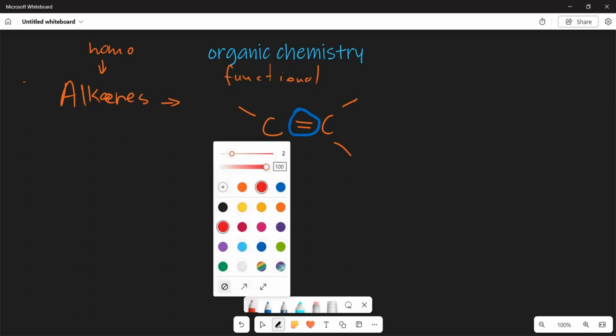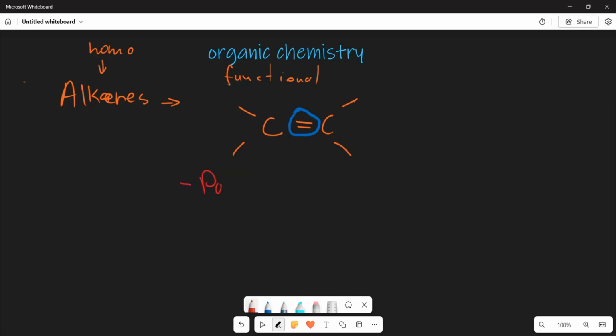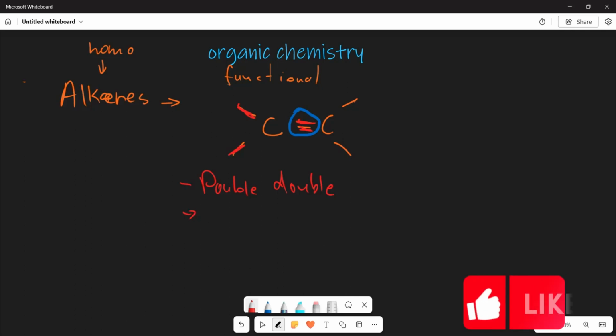So the carbons consist of our double bond. Which means firstly it consists of a double bond, and if you look at this one now, you are still having a totality of four things connected or bonded to your carbons. That is going to be your alkene.